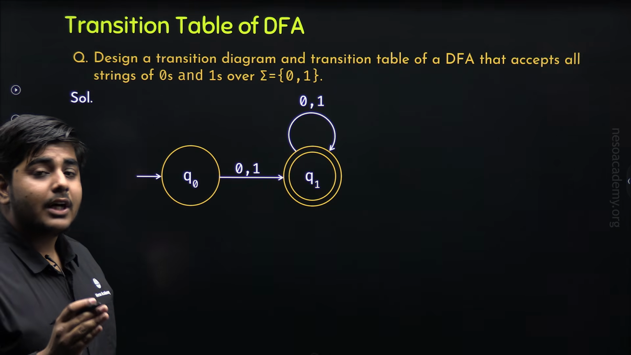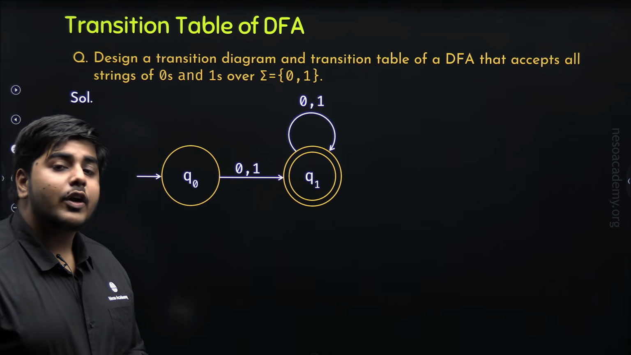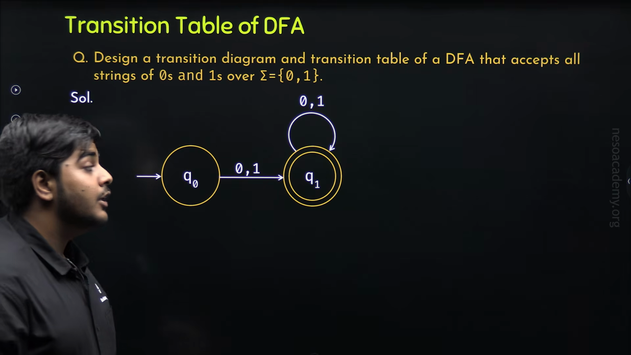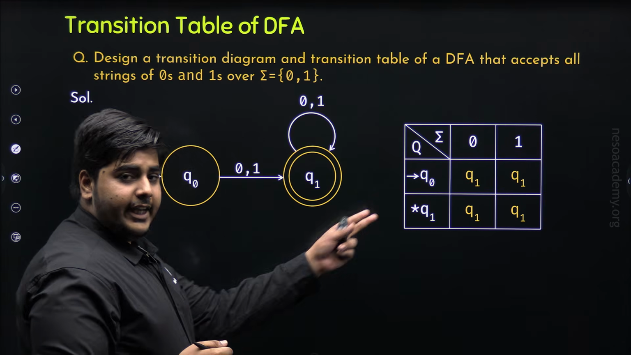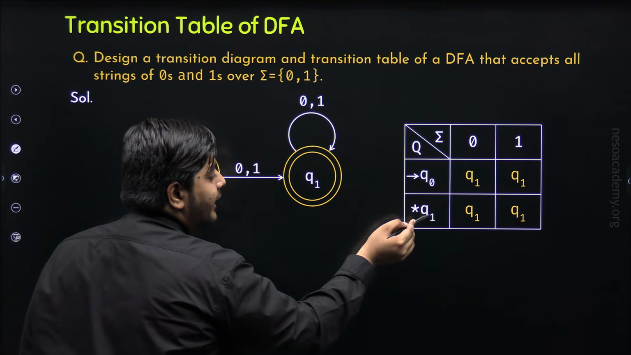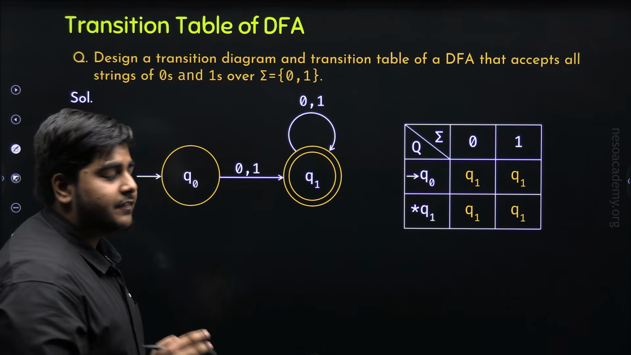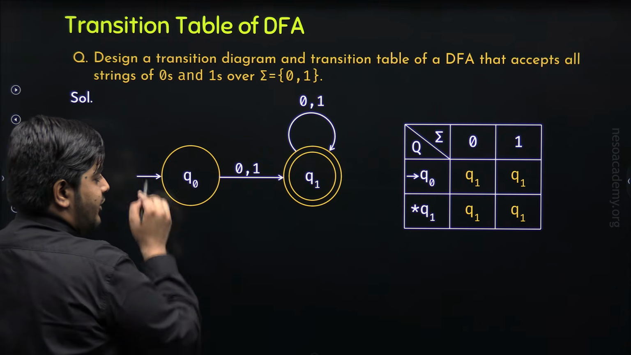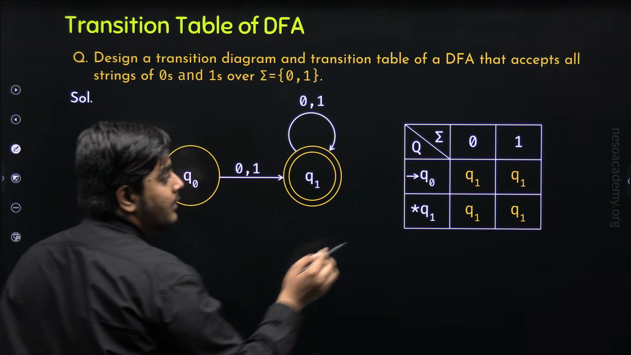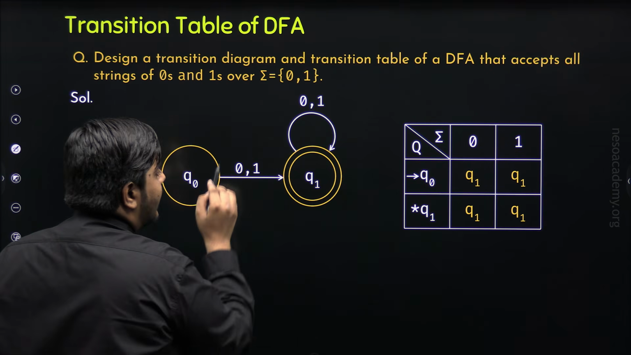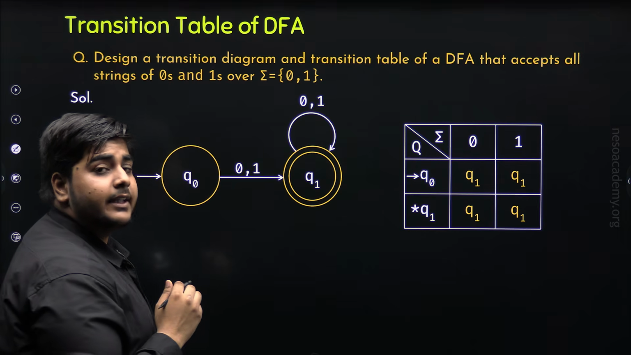Now we will construct a transition table corresponding to this DFA. So this is the transition table for this DFA. Here you can see Q0 and Q1 are the two states of the DFA, where Q0 is the initial state and Q1 is the final state. And 0 and 1 are the input symbols of this DFA.